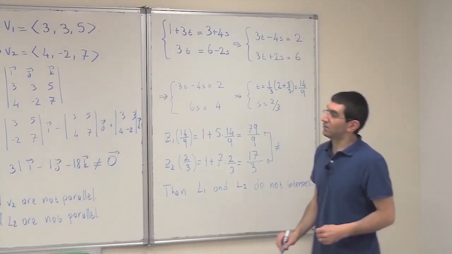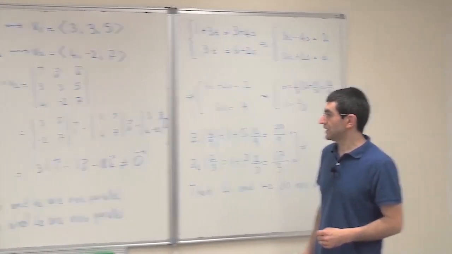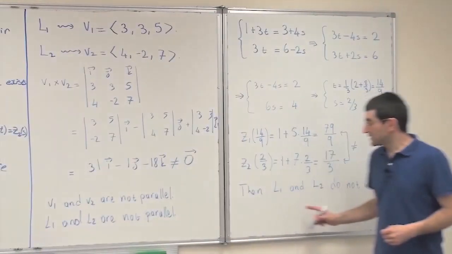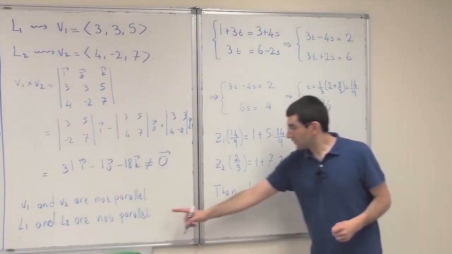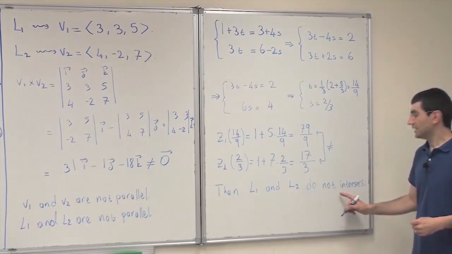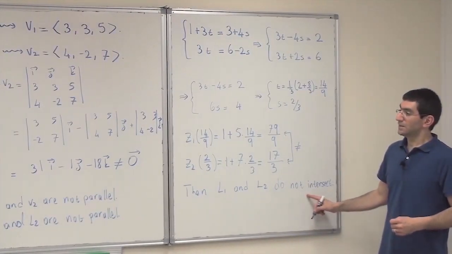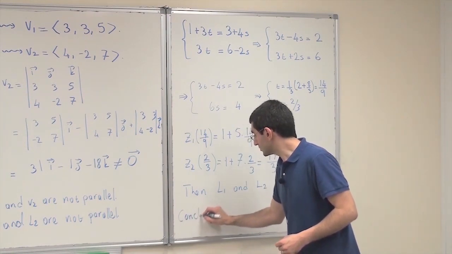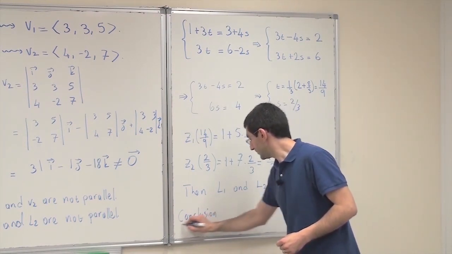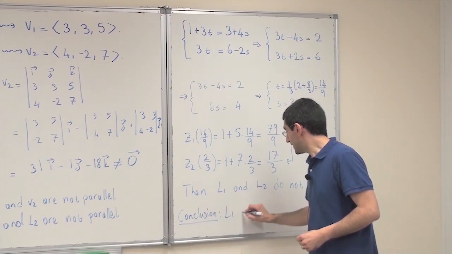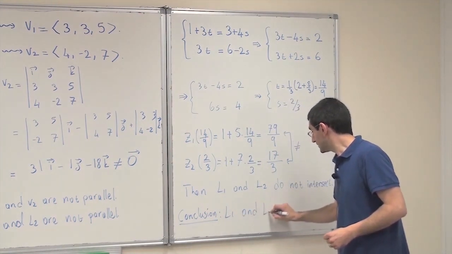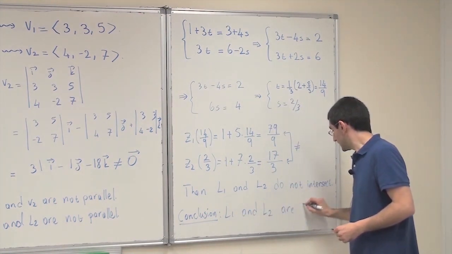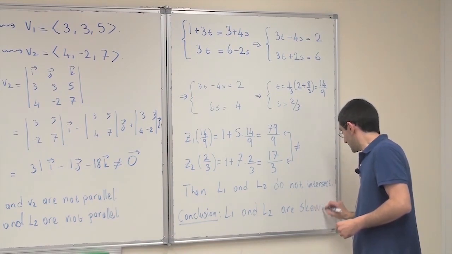Okay, now the answer to our question is, based on the calculations we have found, that the lines are not parallel and they do not intersect. So, our final conclusion, L1 and L2 are skew.